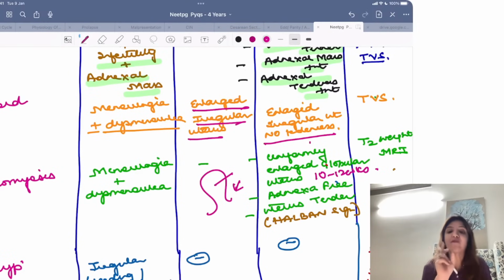But adnexa will be free and in adnexa there won't be any tenderness, right? In case of endometriosis, because of chocolate cyst, a mass will be felt in adnexa and tenderness will be present. But in case of adenomyosis, adnexa will be free. Right? Adnexa is the tubes and the ovaries. So, adnexa will be free. No mass will be felt in adnexa. Right? And the investigation of choice for adenomyosis is MRI.